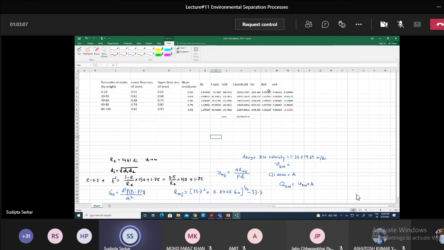Now please check if I have done any mistake in my calculation, because the head loss value is coming rather high. I will also have a look, but I will ask you to also have a look and come back to me if I have made a mistake or not. Okay. All right, that's for today.